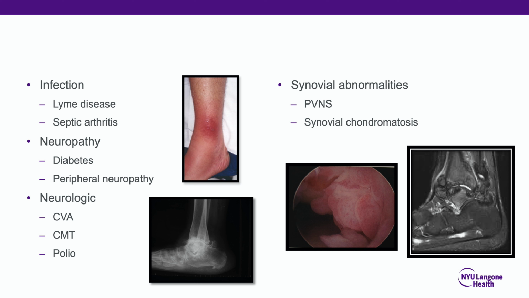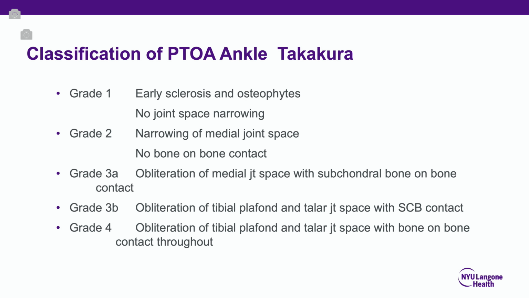Other causes of destruction of the joint include infection, neuropathy, and neurological causes, as well as synovial abnormalities, including PVNS and synovial chondromatosis. Now, for the purposes of this talk, we'll be talking primarily about classification of post-traumatic osteoarthritis, and this is Takakura's classification, and this would be important to remember.